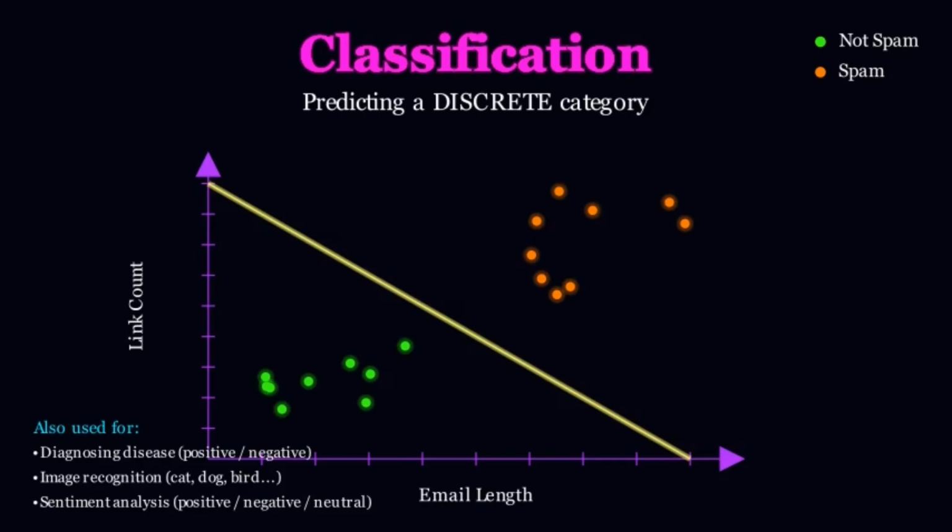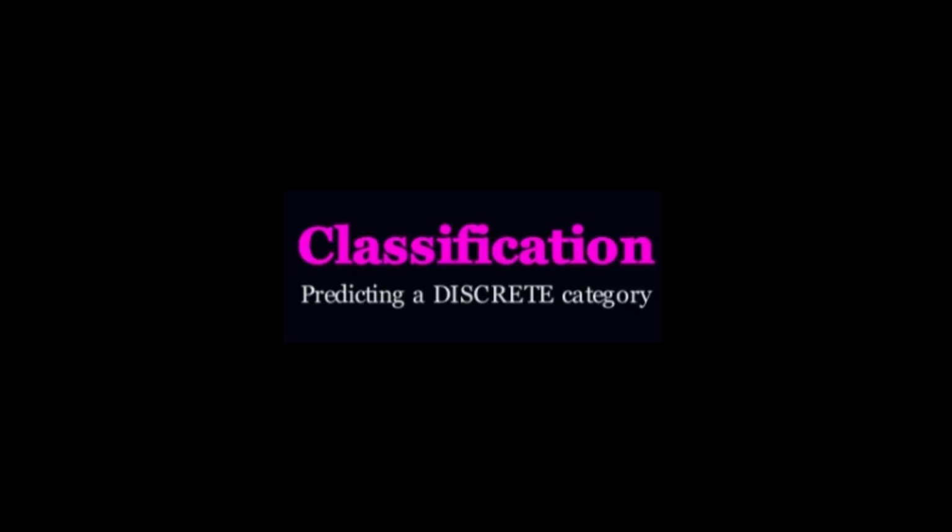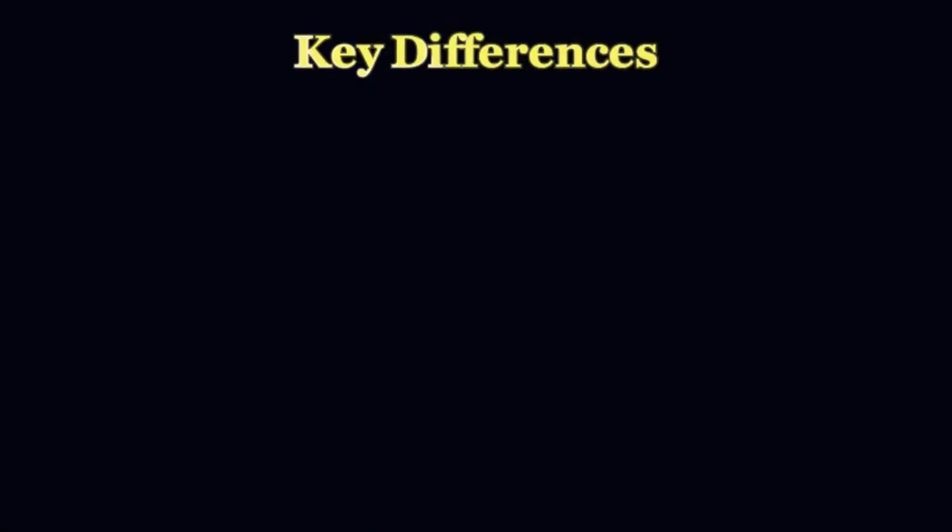Classification powers a huge range of applications. Diagnosing disease as positive or negative, recognizing objects in an image, or judging whether a review is positive, negative, or neutral. Whenever the output is a category, not a number, you're doing classification. So how do these two really compare side by side?